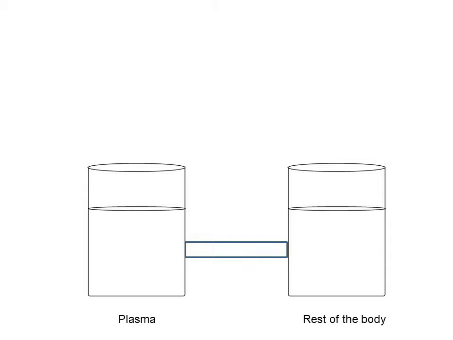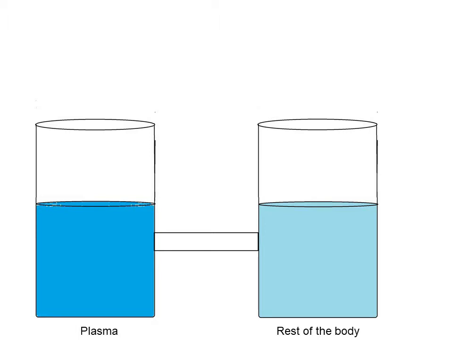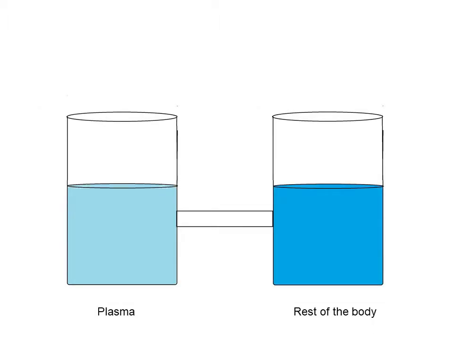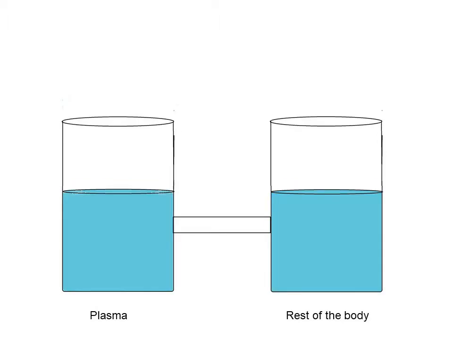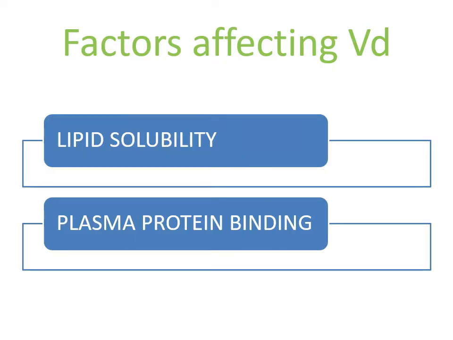For ease of understanding, three phenomena can occur in this case. First, most of the drug remains in the plasma or first compartment and very little goes to the rest of the body. Second, most of the drug remains in the second compartment and very little in the first compartment. Third, both compartments can have equal concentration. The rate of drug distribution between the two compartments depends on two main factors: lipid solubility and plasma protein binding.